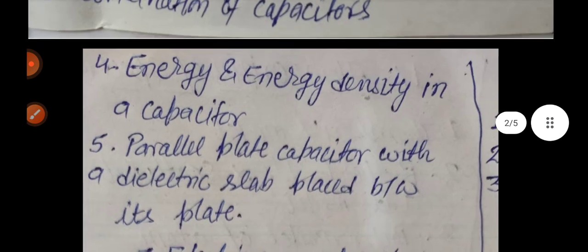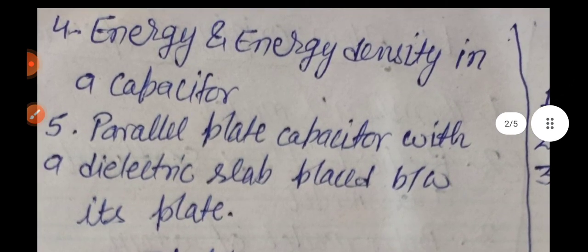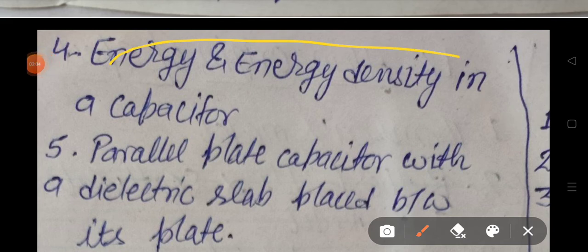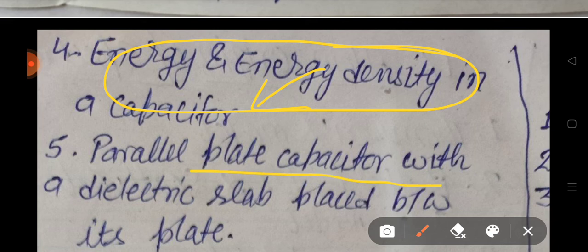Fourth point, energy and energy density in a capacitor. You cannot ignore this point; this is not an ignorable point of the examination board. Fifth point is parallel plate capacitor, which we already discussed in the third point, that such a question can be asked.